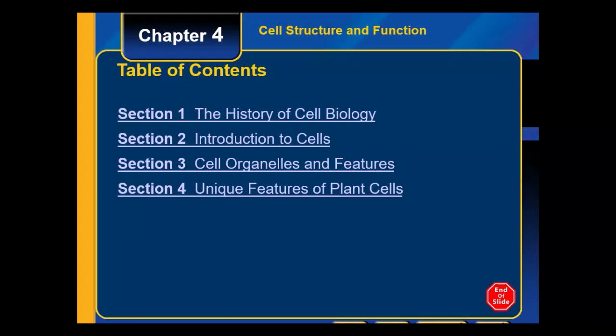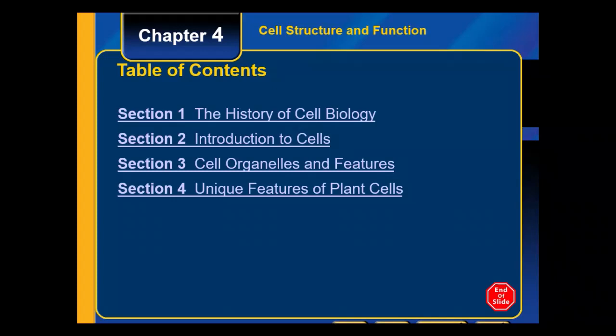Section 3 will focus on the diverse organelles and features found within cells. We'll start by examining the nucleus and nucleolus, the command centers of the cell. Then, we'll discuss the endoplasmic reticulum, the Golgi apparatus, mitochondria, lysosomes, vacuoles, and the cytoskeleton. Each of these structures plays a crucial role in the functioning and organization of the cell.